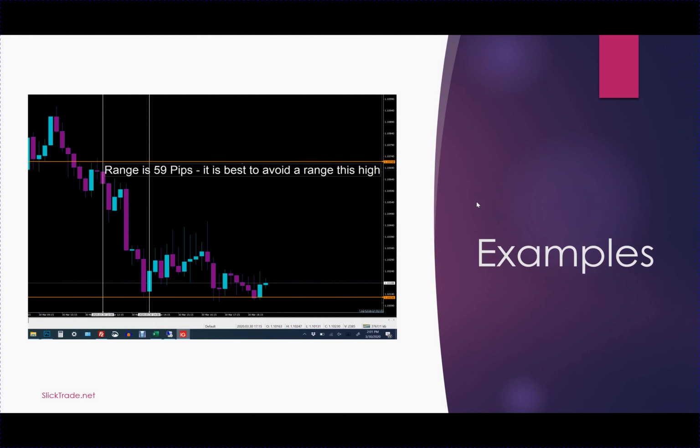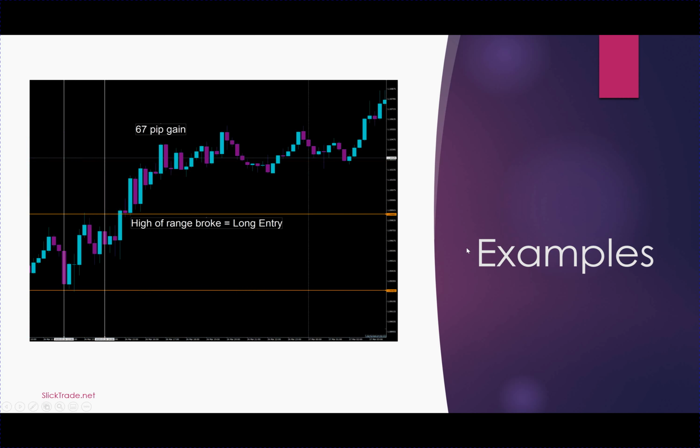Here are a couple examples. The range is 59 pips here in your identified range. It's best just to avoid it altogether. Move on to the next day or trade a different asset that day. You don't want to get stuck in trades. Here's an example here. Here's your identified range. Price broke above, 67 pip gain.